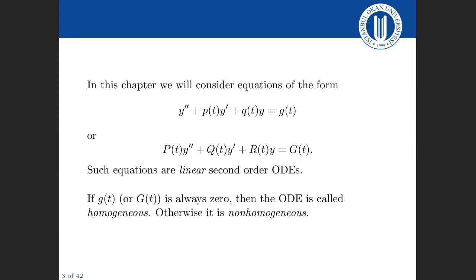If the function g on the right, either small g or capital G, is always equal to 0, then the differential equation is called homogeneous. If g is not always 0, then the equation is called non-homogeneous.